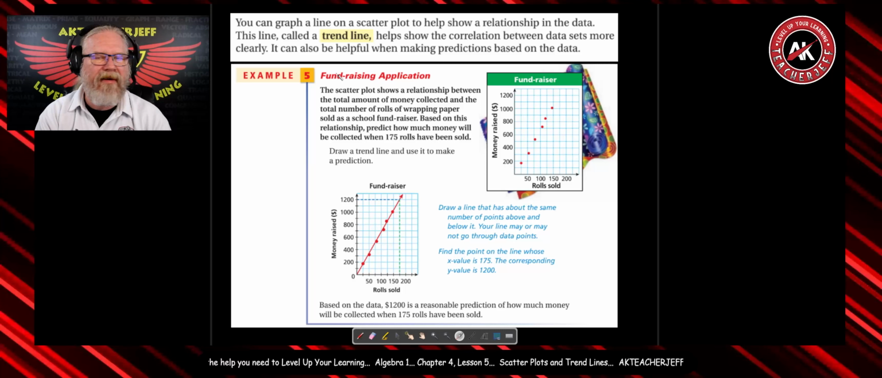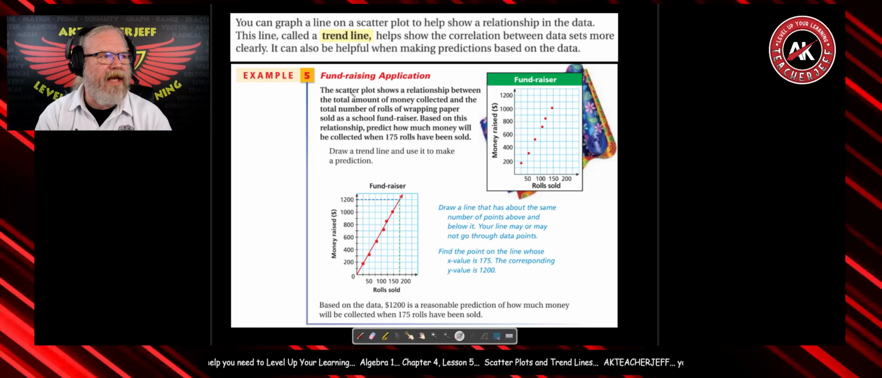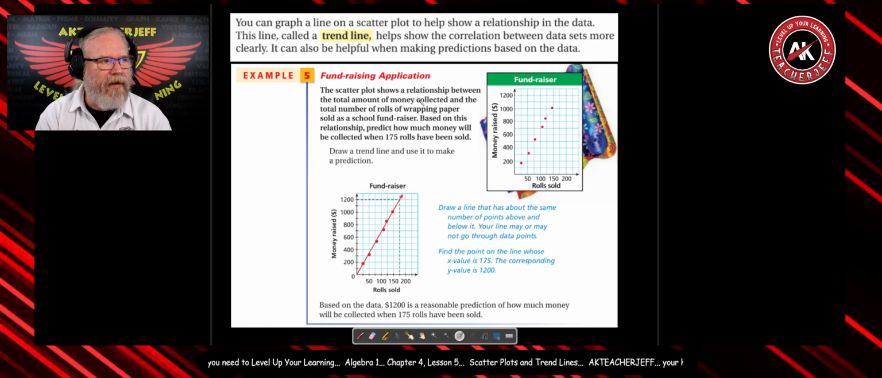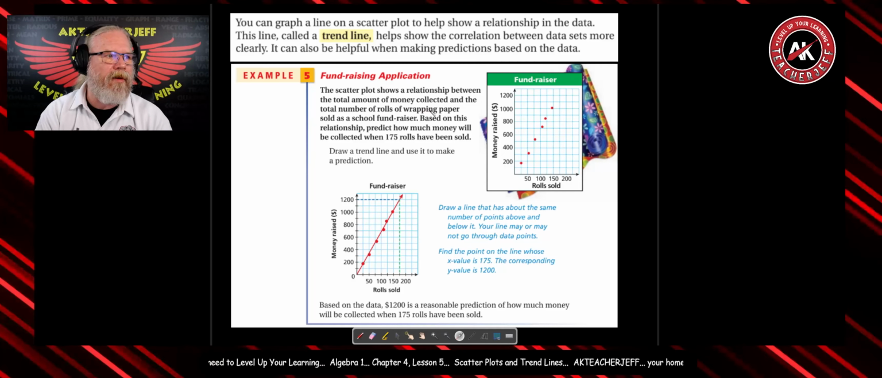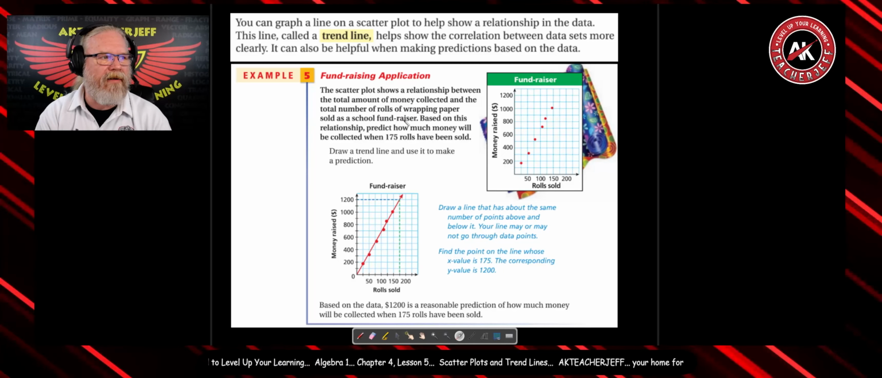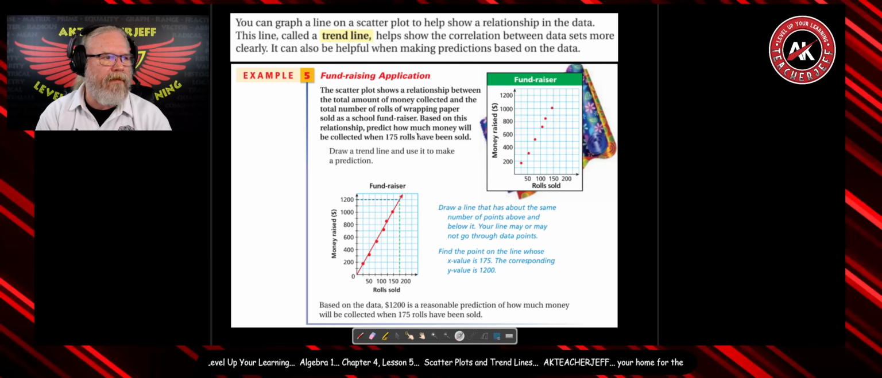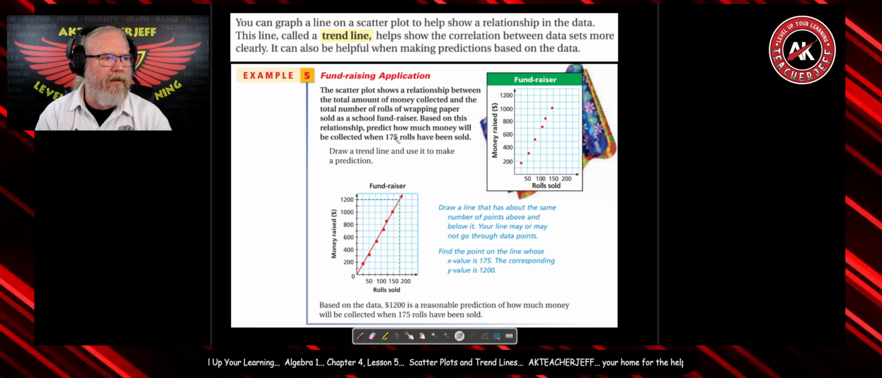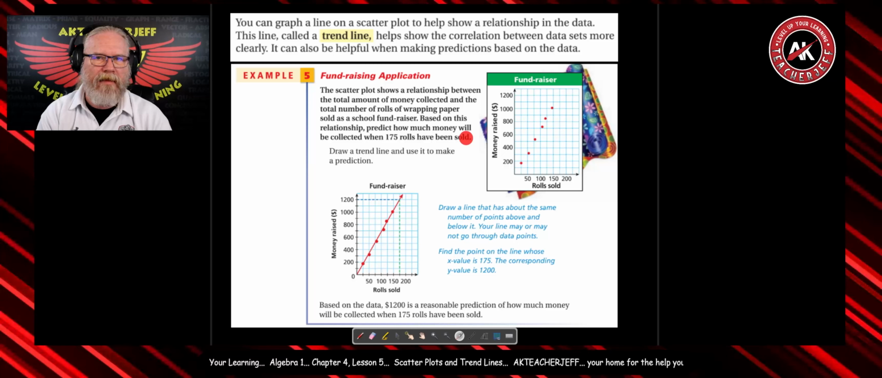So example 5, fundraising application. The scatter plot shows a relationship between the total amount of money collected and the total number of rolls of wrapping paper sold as a school fundraiser. Based on this relationship, predict how much money will be collected when 175 rolls have been sold.